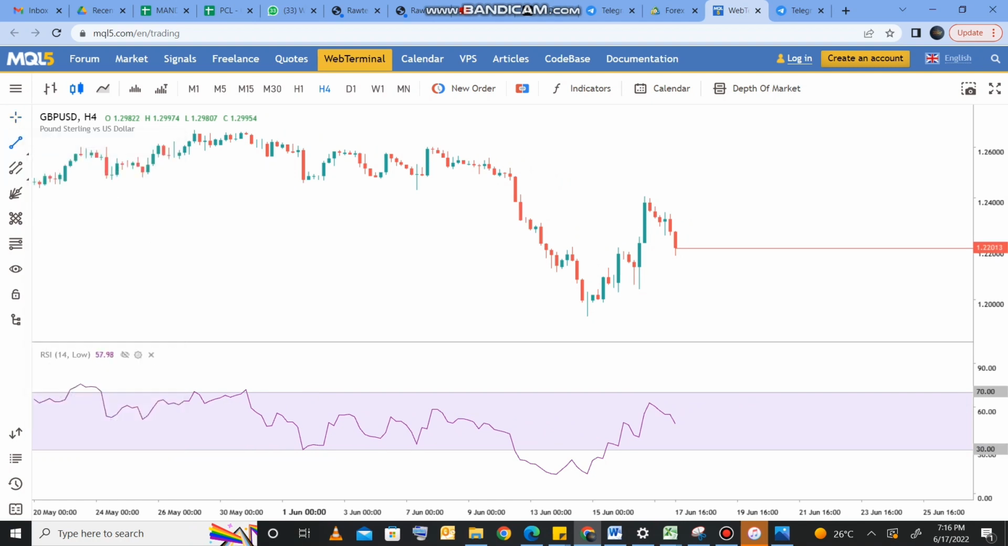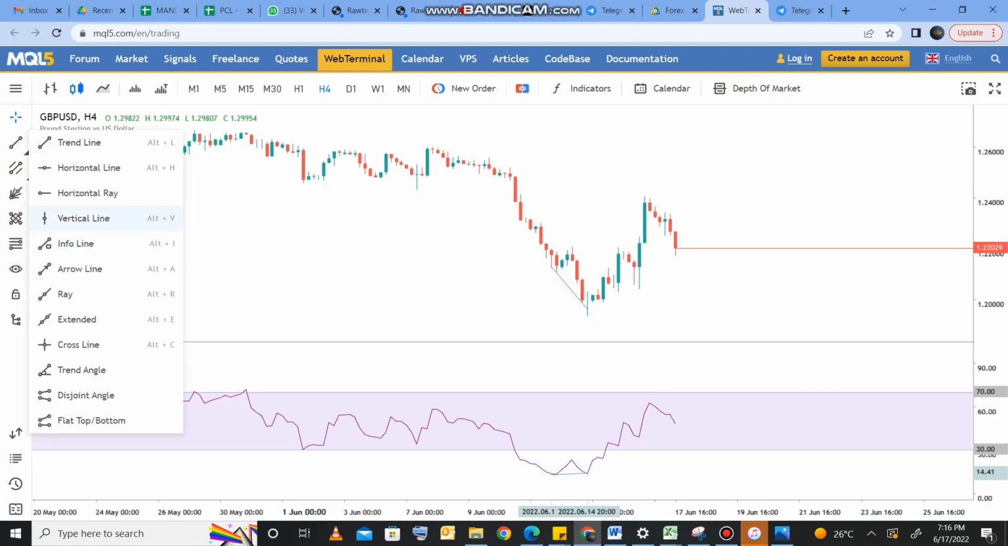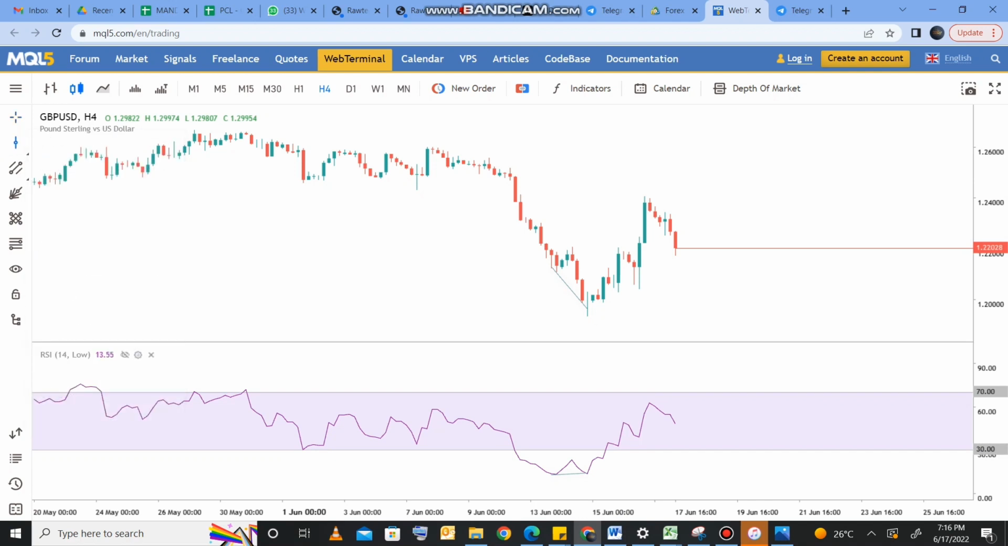I'll choose my trend line. Divergence has to be in the same zone. If divergence is happening here, it also has to happen down here, at the same zone like this, you see? Just like that. So our divergence of today is here. This is GBP USD, guys. You see where I'm drawing those lines? That's where divergence is happening.